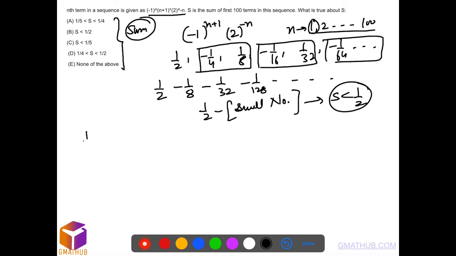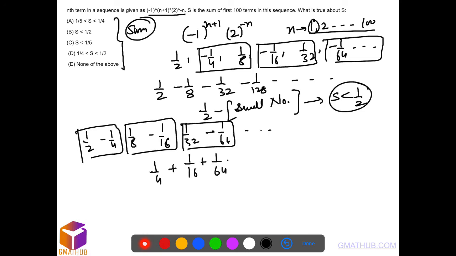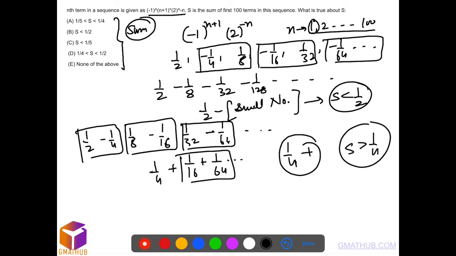In the same way, let's say these are the few terms. The sum of the first two terms is 1 by 4. The next two terms, 1 by 16. The next two terms, 1 by 64 and so forth. So it will be 1 by 4 plus something. Be it a very small value, it will be more than 1 by 4. The sum is more than 1 by 4. So it will be between 1 by 2 and 1 by 4.